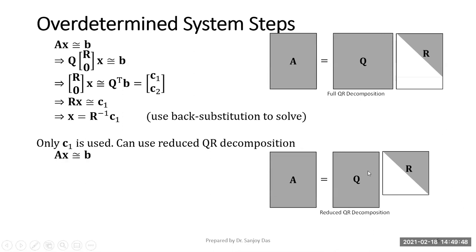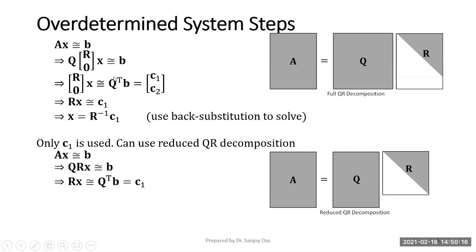So this is reduced QR decomposition. What we have is AX approximately equals B, so QRX is approximately equal to B, whence RX is approximately equal to Q transpose B. Q transpose Q is still the identity matrix, so Q transpose B will give you C1. This will be only C1.